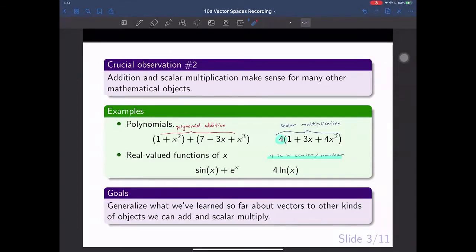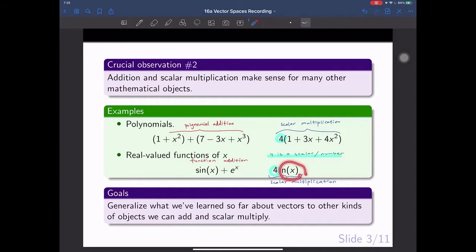What I did here are addition and scalar multiplication, but instead of applying them to column vectors, I am applying them to polynomials. I can also add and scalar multiply other real valued functions of x that are not polynomials. Here I can take sine of x and add that with e to the x, and I get another real function of x. I can take the natural log of x and multiply it with a number and get another real function.